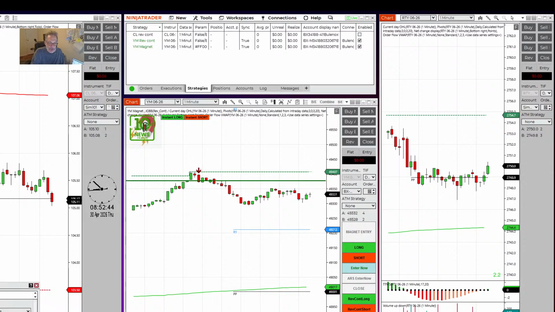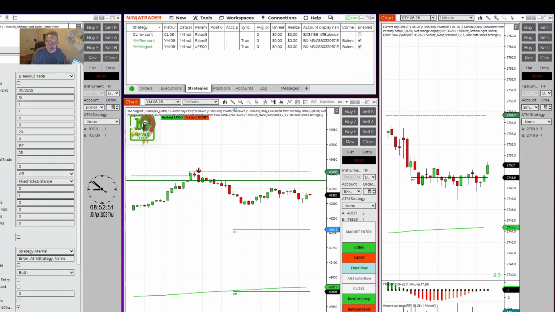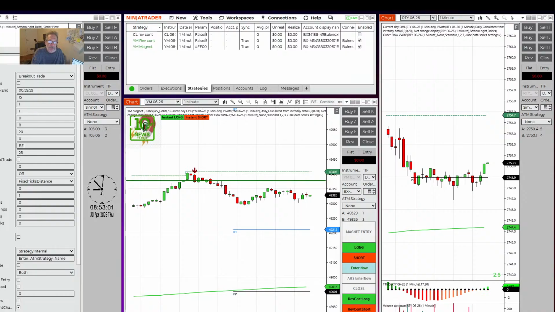Oil is super bullish this morning. All right, and we'll double check that. Right now, our bracket's going to be 15. Our target is 8. Stop is 25. If it hits the first target, we'll go to break even.